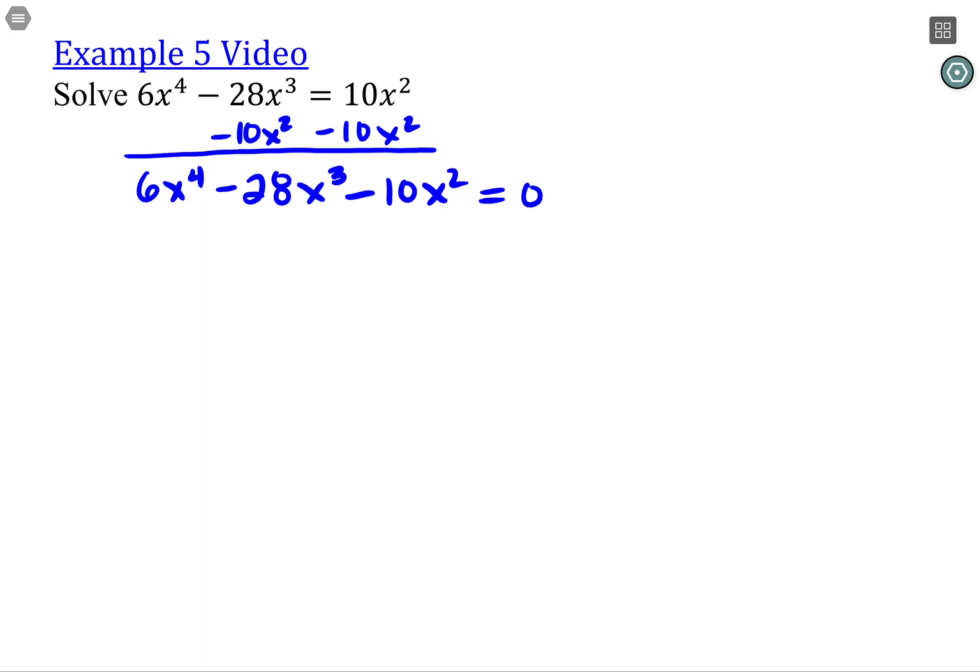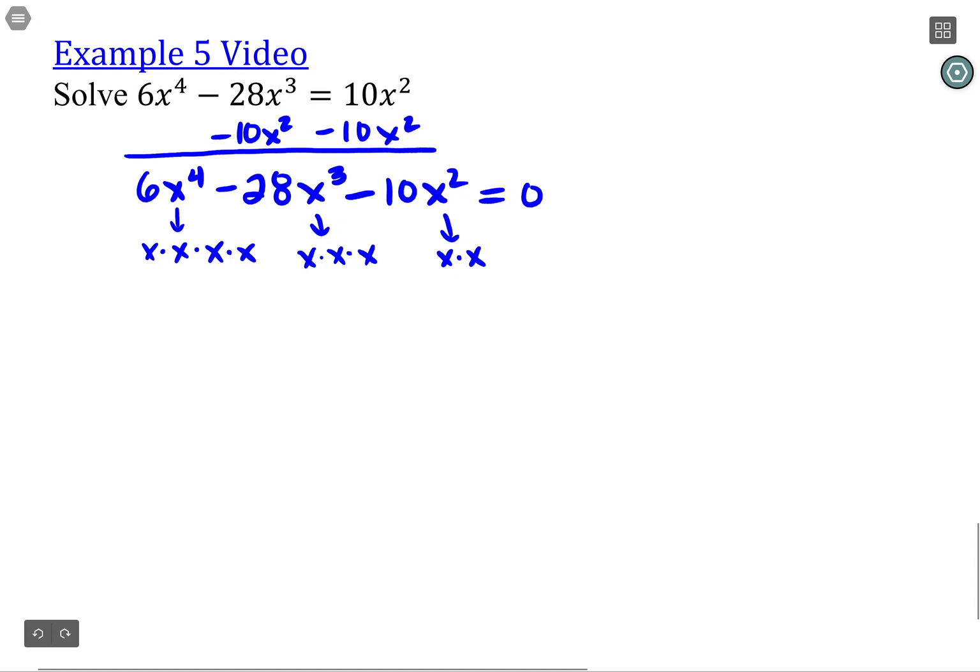Okay, so this still looks terrible. It doesn't look like the ones we were just doing. But let's go ahead and look for a greatest common factor. I think I'm seeing that each of those numbers is divisible by 2. And I also see that each of those has at least 2 factors of x in it. So remember, x to the 4th is x times x times x times x. So that's 4 factors of x. This one's 3 factors of x. And this one's 2 factors of x.